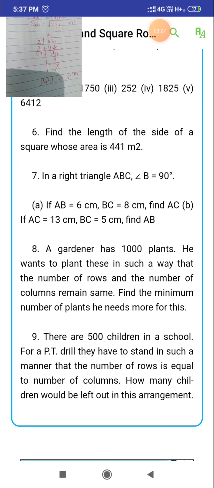Question number 7 is: in a right triangle ABC, angle B is 90 degrees. The first part is, if AB is equal to 6 cm and BC is equal to 8 cm, find AC. In the second part we have AC is equal to 13 cm and BC is equal to 5 cm, find AB.